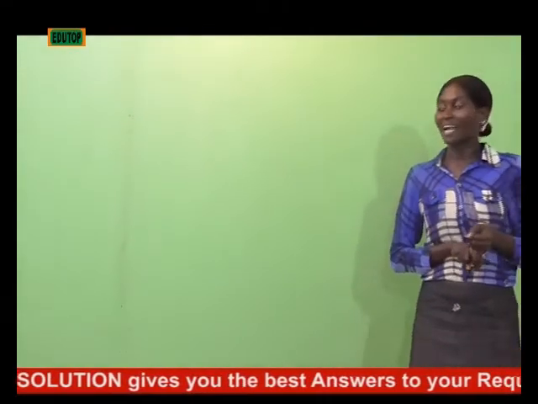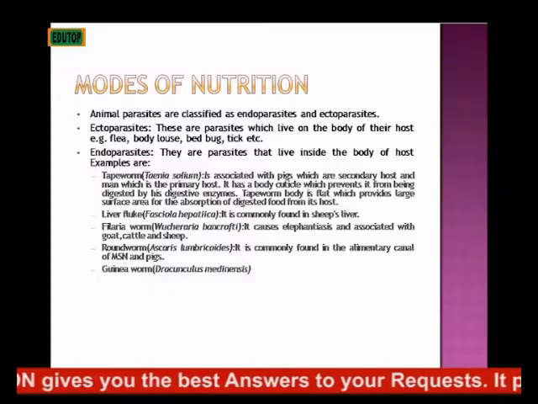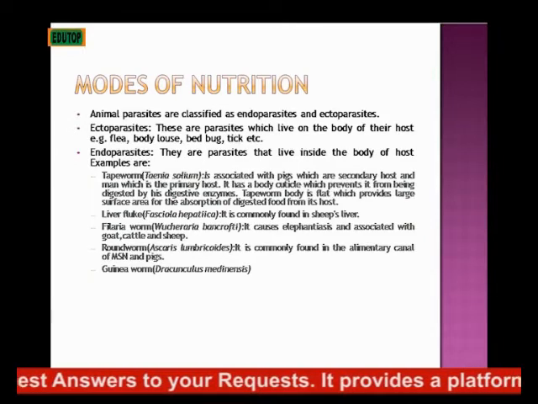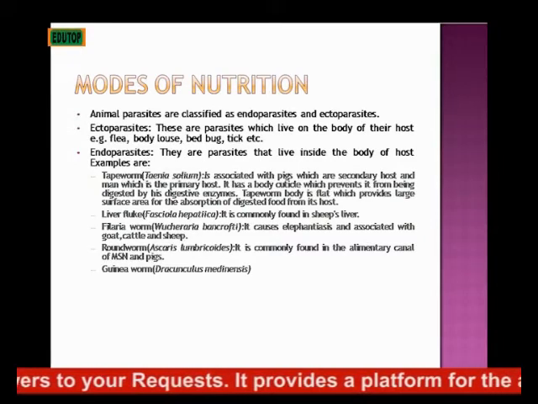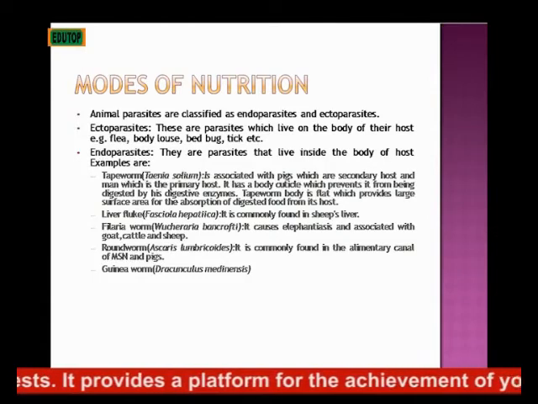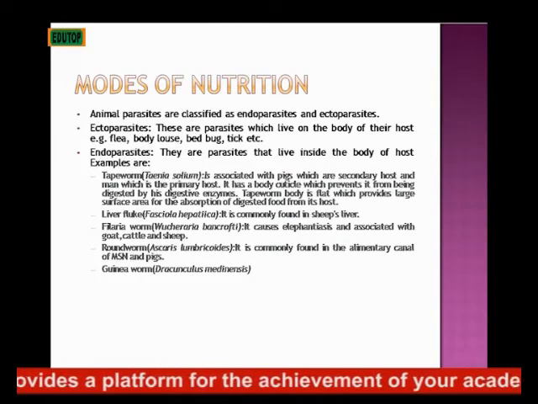Animal parasites are classified into two: endoparasites and ectoparasites. That is, parasites that are found inside the organism, the prey. That's the endoparasites. Then ectoparasites that you find on the body of the host.